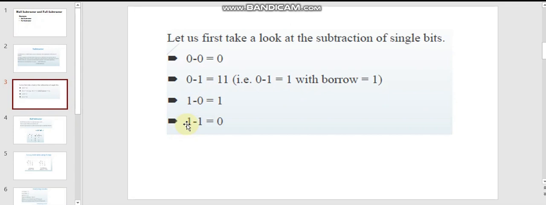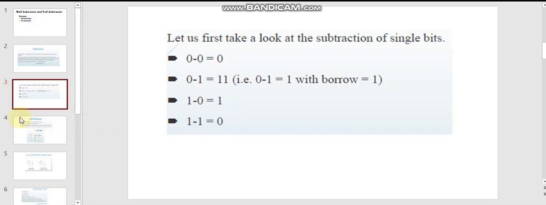So I take the borrow when I subtract the 1 from 0. Here the minuend is lesser than the subtrahend, so I will take the borrow. In all other cases, the minuend is equal or greater than the subtrahend, so we have no need to take the borrow.